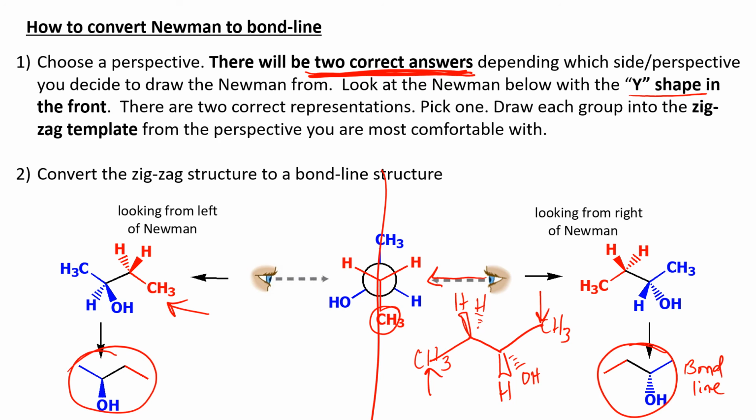These are not different structures. Imagine flipping this over like a pancake. You get the same exact molecule. So there are two correct answers which represent the same molecule, but it's just depending on the perspective that you're looking at your Newman from. So you decide what you're more comfortable with, looking at it from the left or looking at it from the right. It's really up to you.